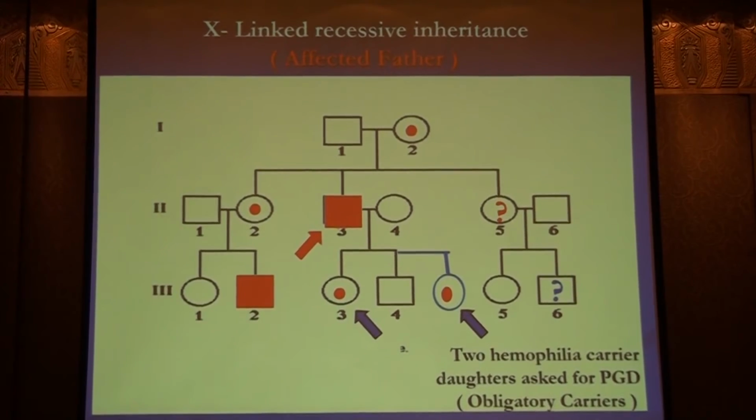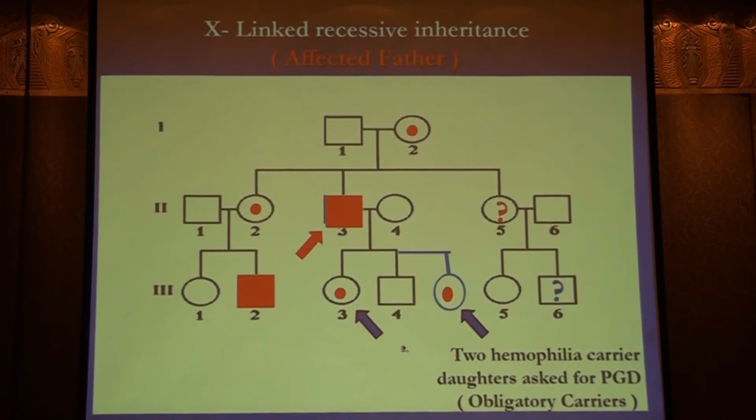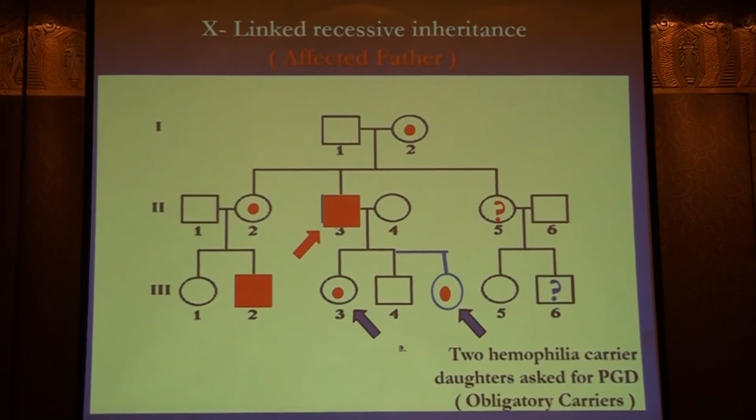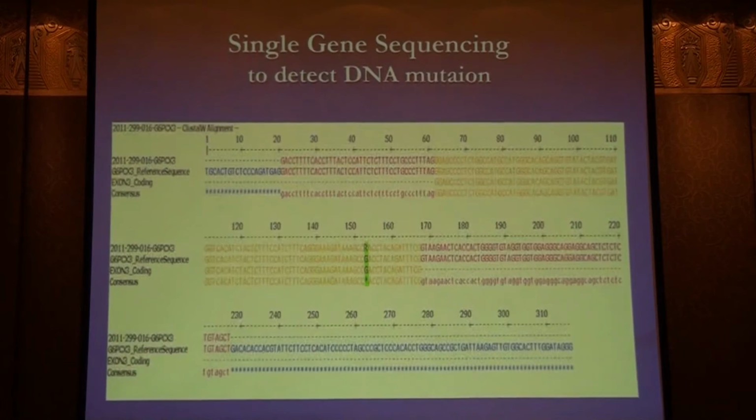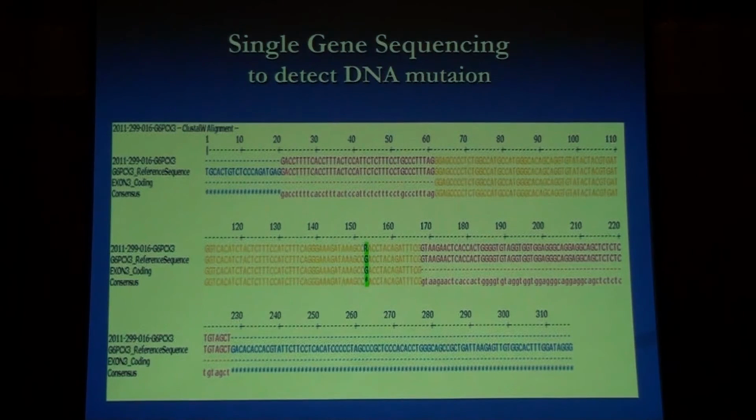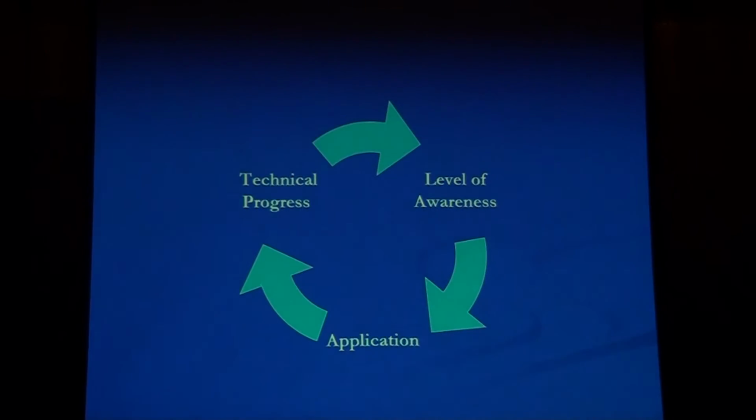We offer the 2 daughters PGD, and because they don't want only a female, they need a female who is not a carrier, or a male who is not affected. So we offer them PGD. And at that time you don't study sex only, since they are not interested in sex selection, you go for the gene itself and you offer them DNA sequencing.